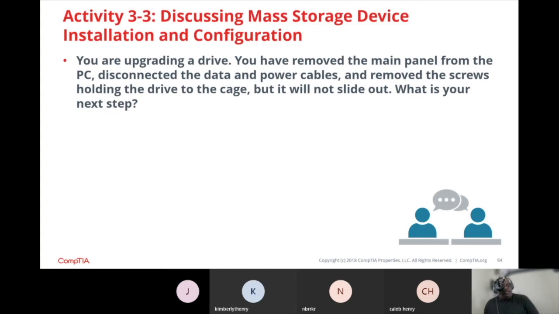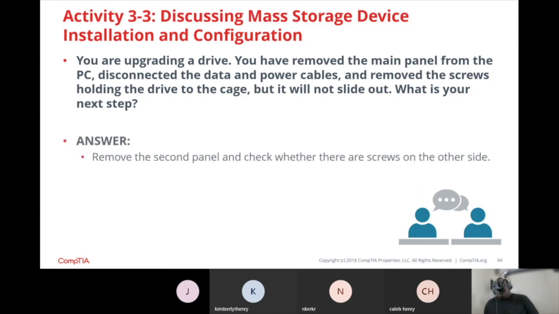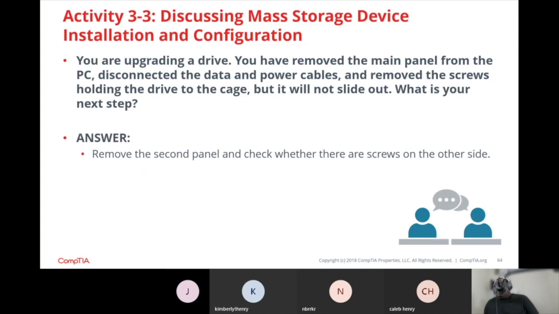You are upgrading a drive. You have removed the main panel from the PC, disconnected the power and the power cables, and removed the screws holding the drive to the cage, but it will not slide out. What is your next step? You're going to remove the other panel on the other side to see whether the screws are there.